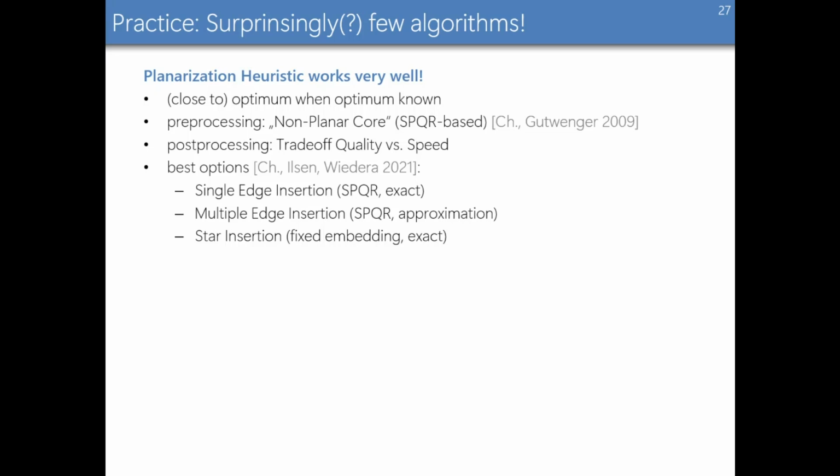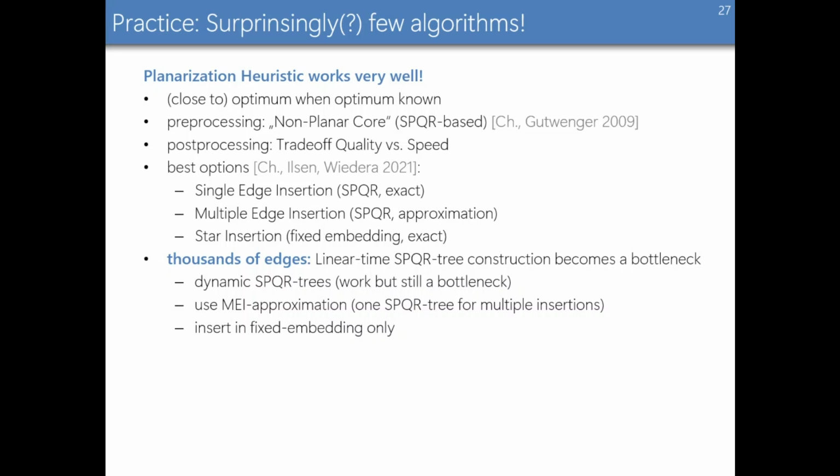And then there is a surprising third contender, which is much simpler to implement. You don't do anything of this SPQR tree stuff, which we don't understand anyhow, right? We just insert stars into a fixed embedding. But just by the fact that you're not inserting one edge after another, but always a whole star, and you do this with post-processing, you end up with very, very good solutions in practice and very fast algorithms. If you are looking at graphs really with thousands of edges, then building and rebuilding the SPQR tree becomes a bottleneck in your algorithms. And then there are multiple things that you can do.